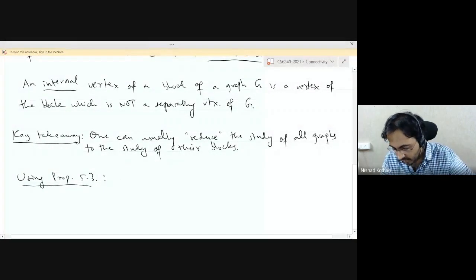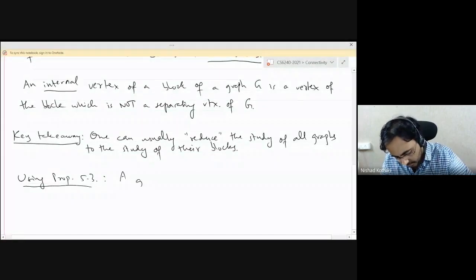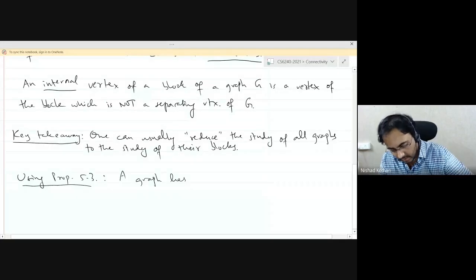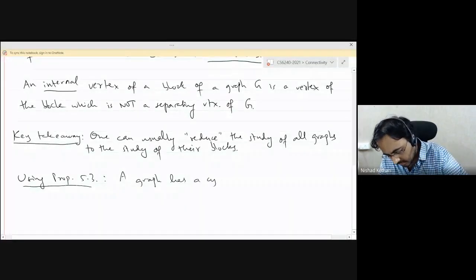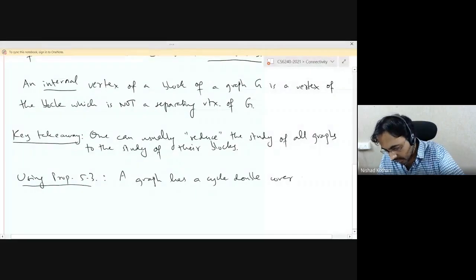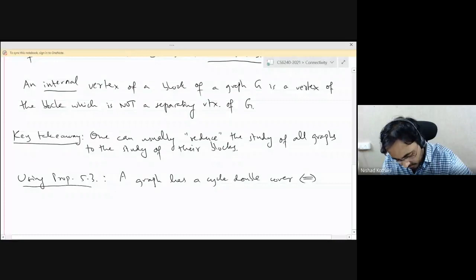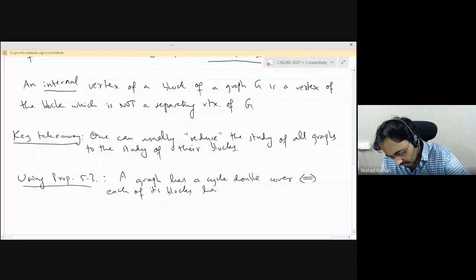A graph has a cycle double cover. Hopefully everyone remembers the cycle double cover conjecture. A graph has a cycle double cover if and only if each of its blocks has a cycle double cover.